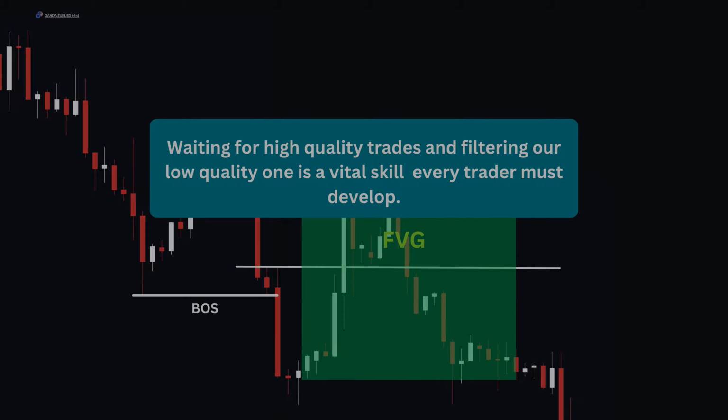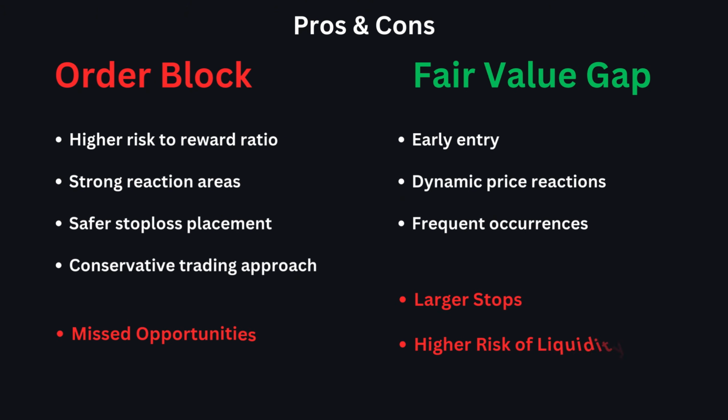Now let me show you a list of pros and cons of entering at order blocks and fair value gaps. Trading on order blocks has higher risk to reward ratio, strong reaction areas, safer stop-loss placements, and a conservative trading approach. But the one con of order blocks is that we will miss many opportunities. In fair value gaps, we have early entries, dynamic price reactions, and frequent occurrence. And two main cons in fair value gaps are larger stop losses and higher risk of liquidity grabs.